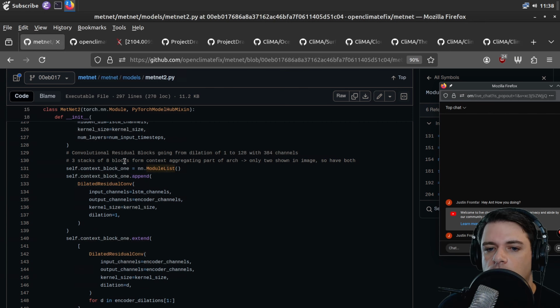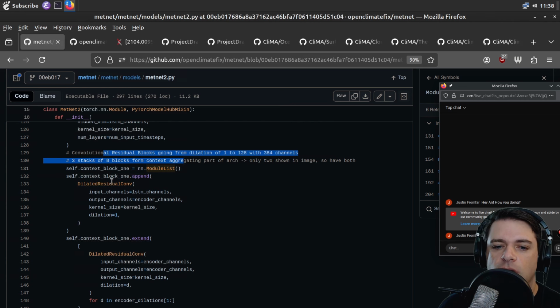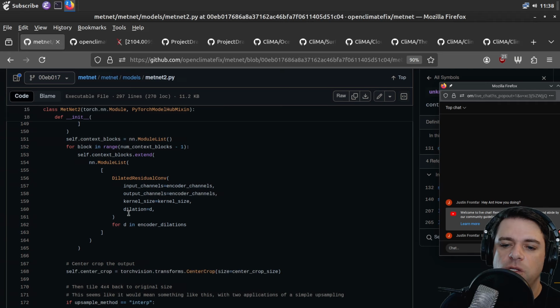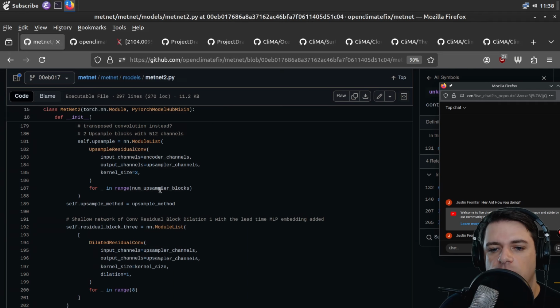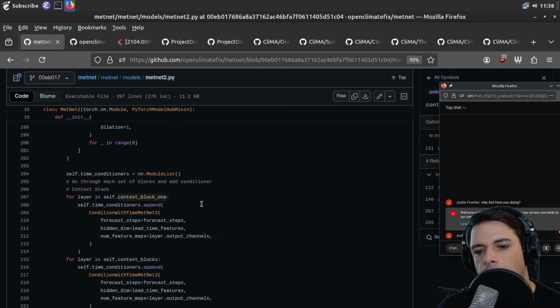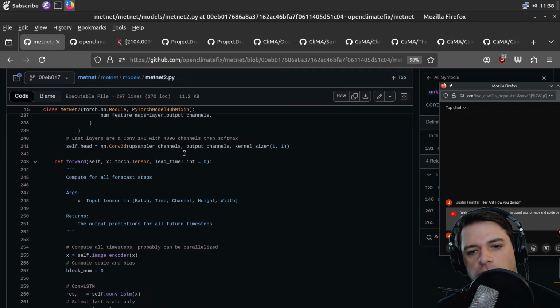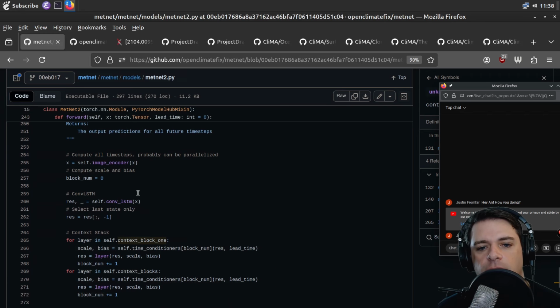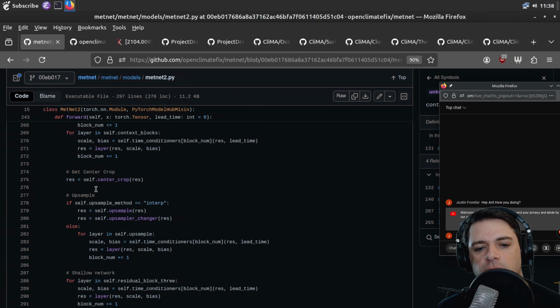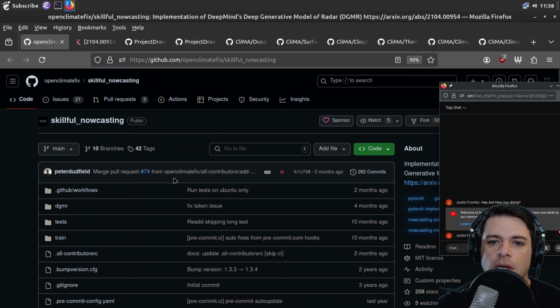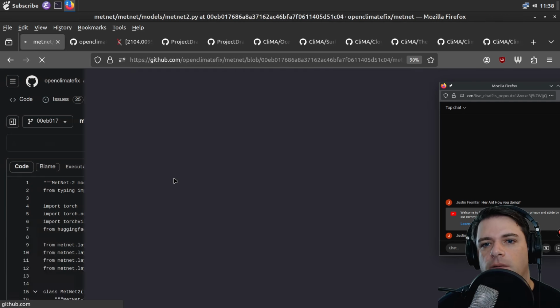Some block of stuff. Dilated residual conv. Okay, so this is a whole thing that I think if you do machine learning, you know all of the different convolutional whatchamajiggets, and you wire them up to each other. And then you have some forward step that seems pretty simple once you've wired all the layers. Okay, so that was MetNet.